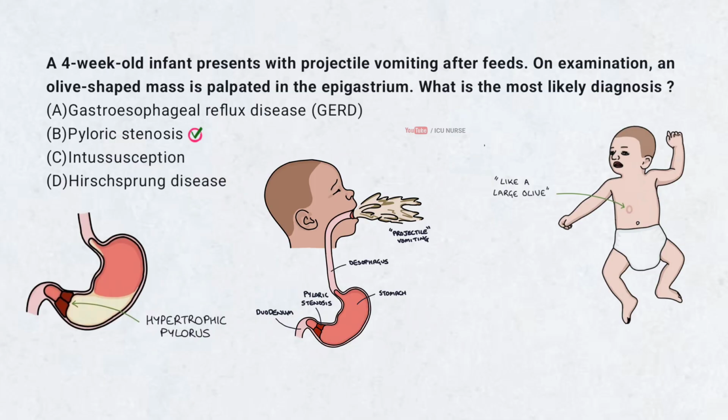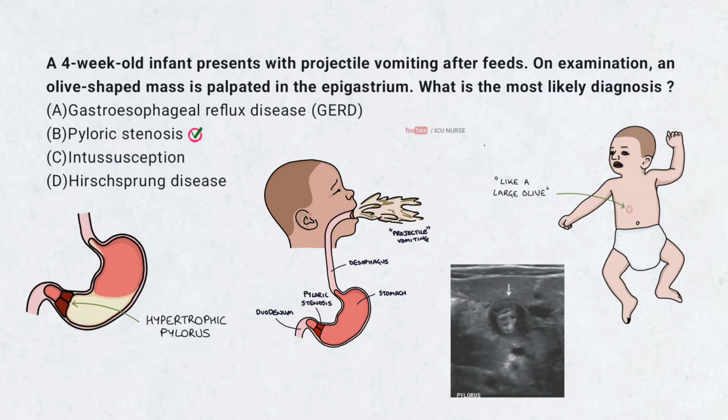Pyloric stenosis involves thickening of the pyloric muscle. This blocks stomach emptying, causing projectile vomiting. The olive-shaped mass is key. Diagnosed via ultrasound. Pyloric stenosis is treated surgically by pyloromyotomy.